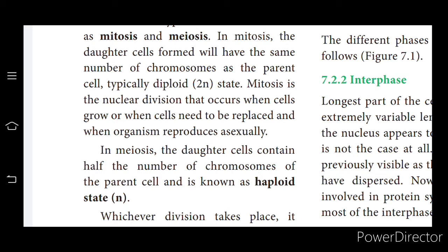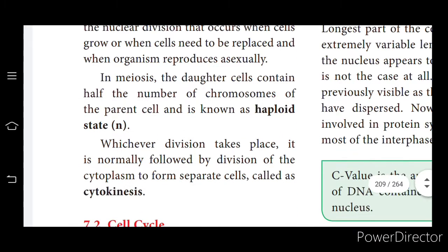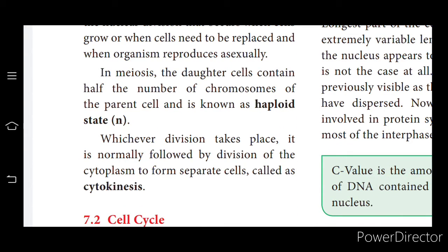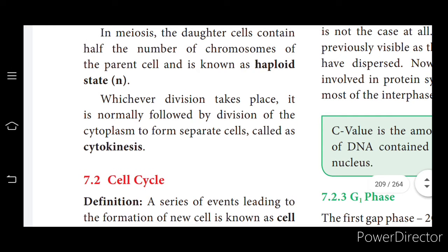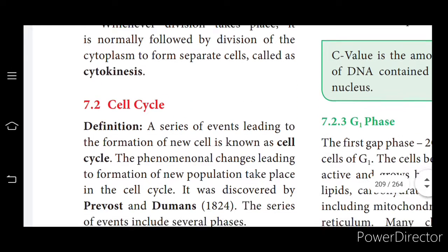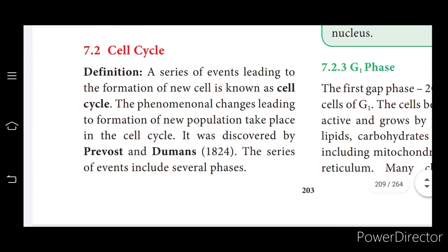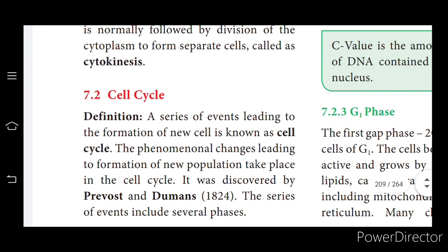In mitosis, the daughter cell that is formed will have the same number of chromosomes as the parent. So, if the parent has 46 chromosomes, the child will also have 46 chromosomes. Mitosis is the nuclear division that occurs when the cell grows, when cells need to be replaced, and when the organism reproduces asexually. In meiotic cell division, half the number of chromosomes of the parent is produced, that is, in the haploid state. Whichever division takes place, after the nucleus, the cytoplasm has to divide. The cytoplasmic division is called cytokinesis.